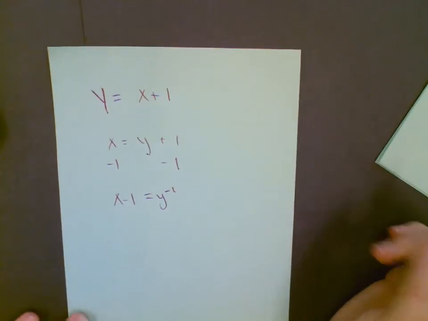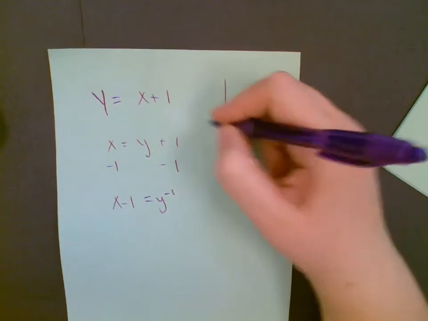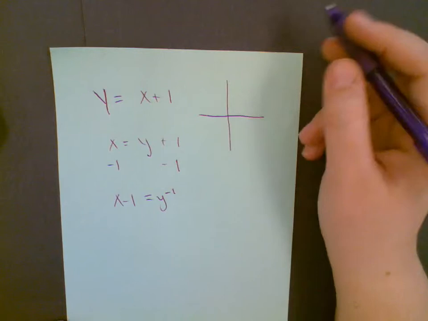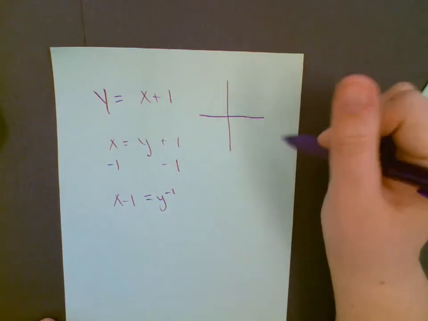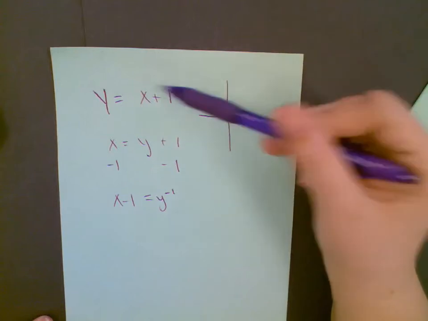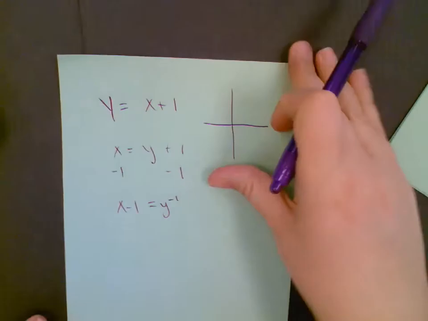So if you remember what this means on the graph, they are reflections of each other. Okay, sorry, I was just checking to make sure I did that right. Okay, so inverse functions is when we switch x and y and solve for the opposite value. So it's a reflection over the line y equals x.